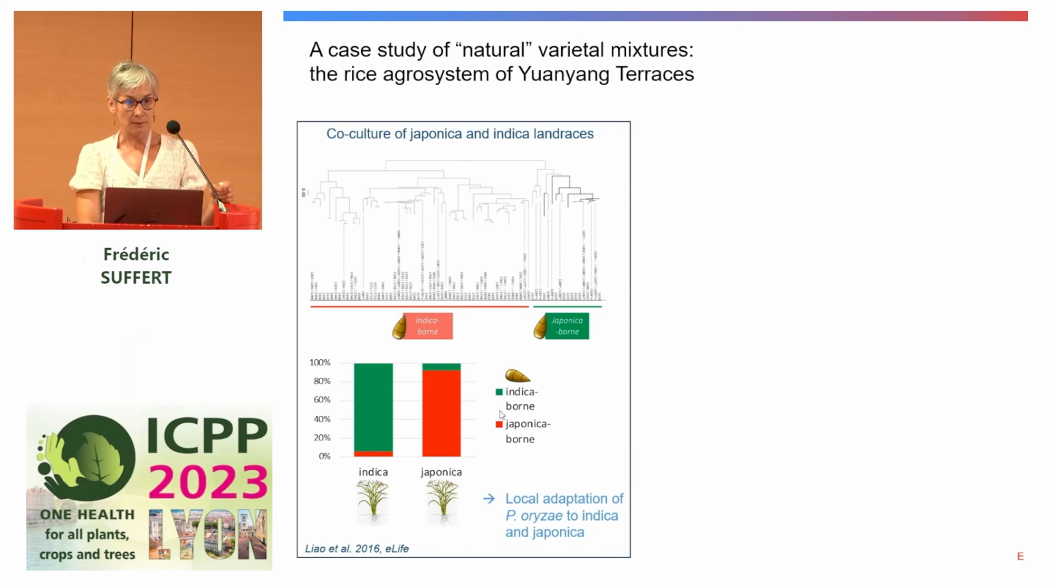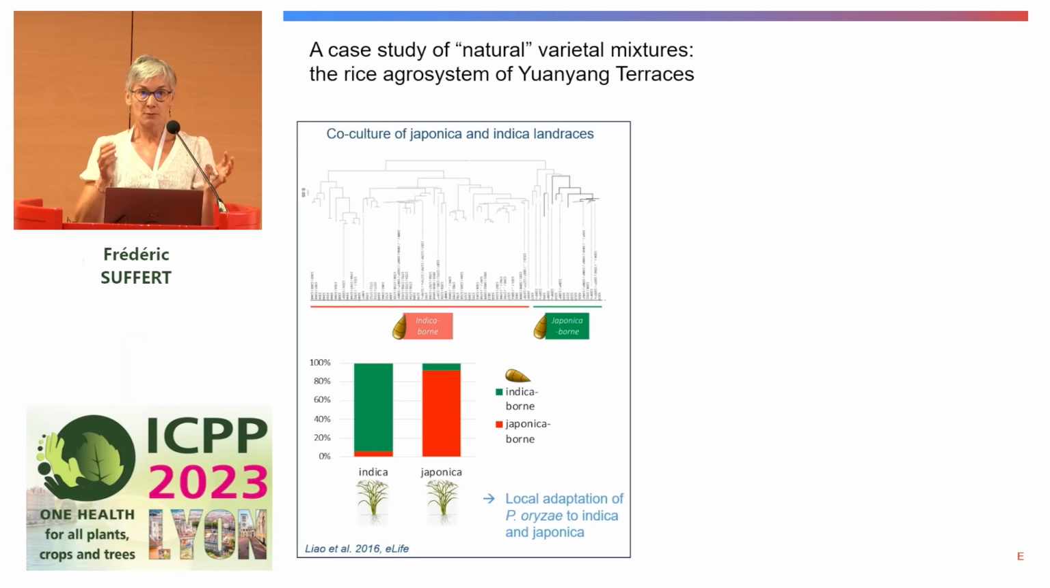In fact, when we sampled in the field, we see that on indica rices the colors are the reverse, so sorry for the mistake, but on indica plants we have mostly isolates coming from the indica genetic cluster, and the reverse on japonica plants. So here we have a clear signal of local adaptation of the blast population to the two rice subspecies.